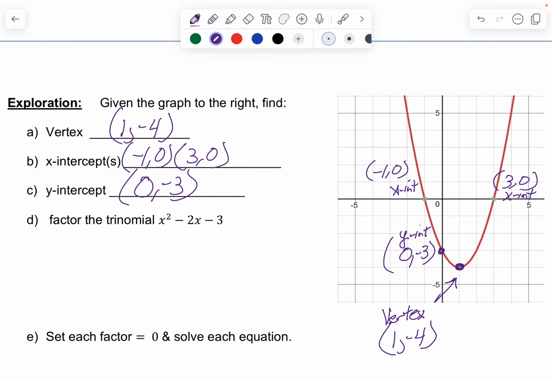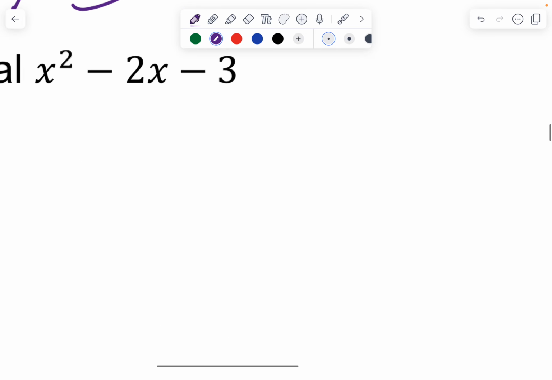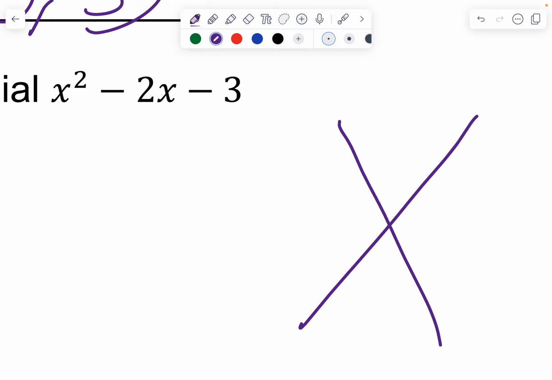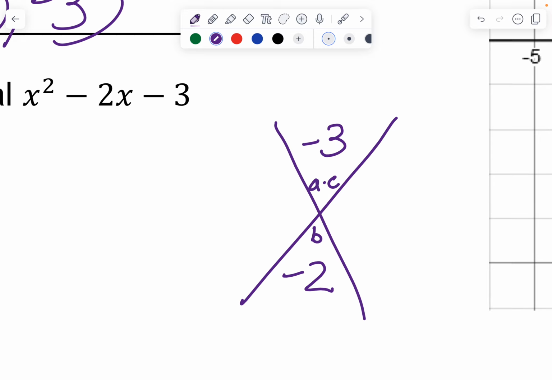Now let's look at what you did on the warm-up. It says factor the trinomial. So anytime we have a trinomial, we are looking to do the whole x diamond thing. A times C is what goes up top, so in this case, a -3. The B goes on the bottom, so a -2. And you are writing down the numbers that multiply to be -3 that add up to be -2.